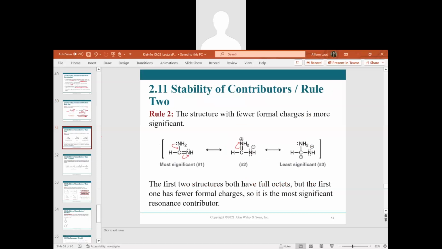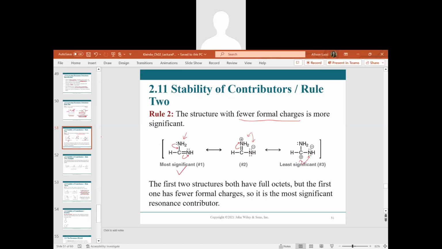Rule number 2 tells us that the fewer number of formal charges is more significant. So let's take a look without ranking anything yet. All right, we have no formal charge here, and then we have 2 versus 2 over here, right? This nitrogen and then this carbon. So we have no formal charges in the first structure. So that automatically would make us think that it is the most significant, right?